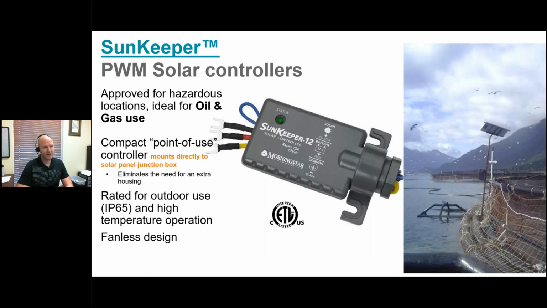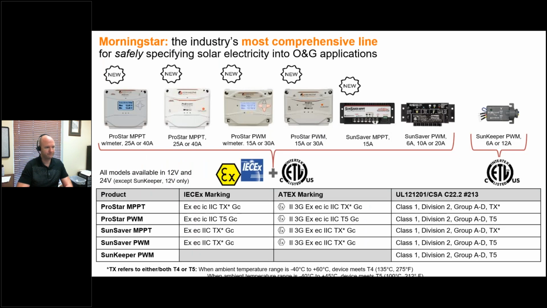Another featured product we have that also meets these ratings is the Sunkeeper. It is ETL listed for HazLoc in North America, and it was actually designed to be integrated directly into the solar module itself, in the junction box, which is why it's got that unique design there with our conduit fitting there on the end. And that's very common in applications that do not need load control.